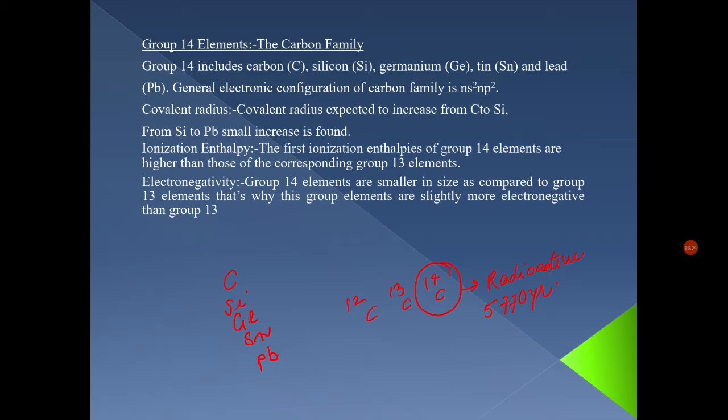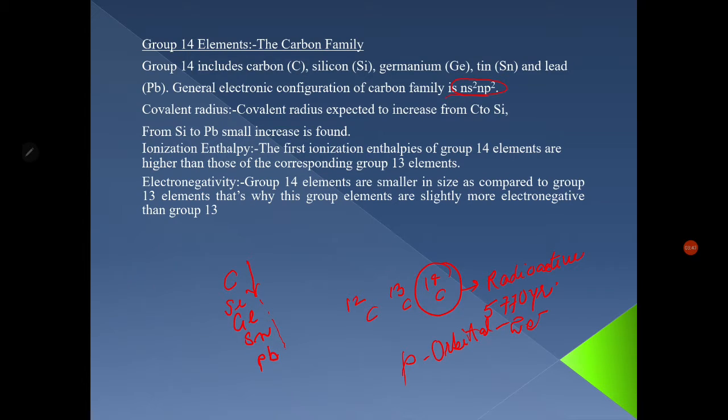The important atomic and physical properties of the group 14 elements, along with their electronic configuration, are like this. We know the electronic configuration of p block elements: this is ns2np2, meaning the p orbital has only 2 electrons. Covalent radius: generally these elements form covalent compounds. The covalent radius is expected to increase from carbon to silicon, then the rate slows from silicon to lead.